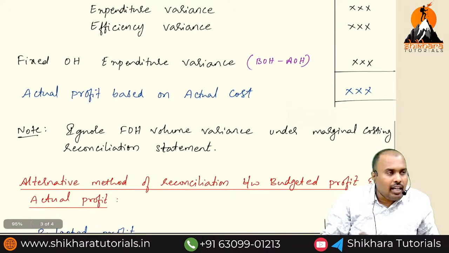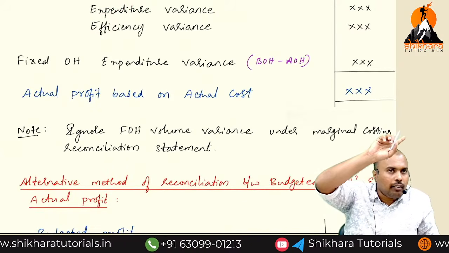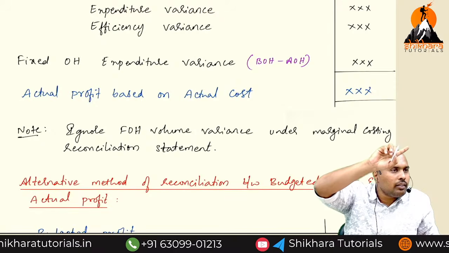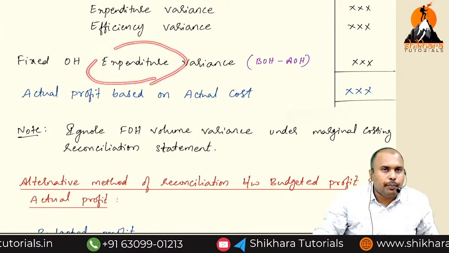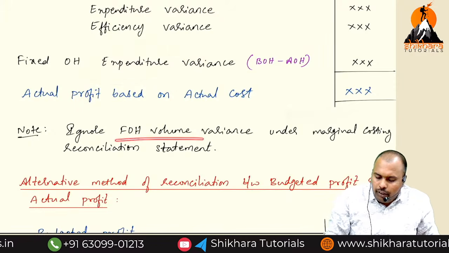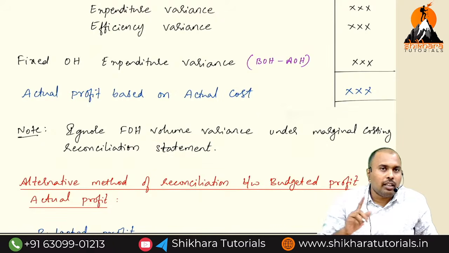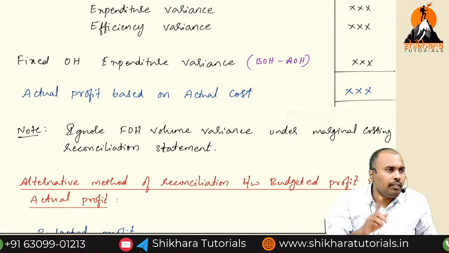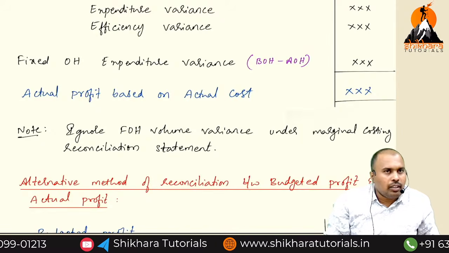But under fixed overheads, under absorption costing I have to take both volume and expenditure, but here under marginal costing I am supposed to take only the expenditure variance. Understood? So ignore the fixed overhead volume variance under the marginal costing reconciliation statement. With an example, I have shown you very clearly the reasons why we are supposed to take it like this. Understand that example. No, sir, we are not having time.